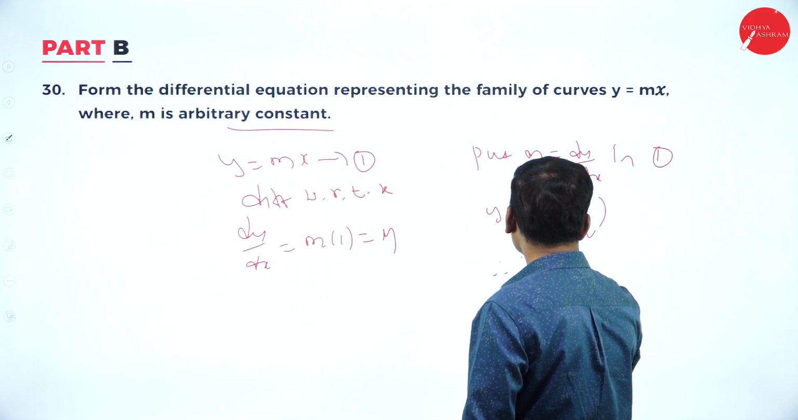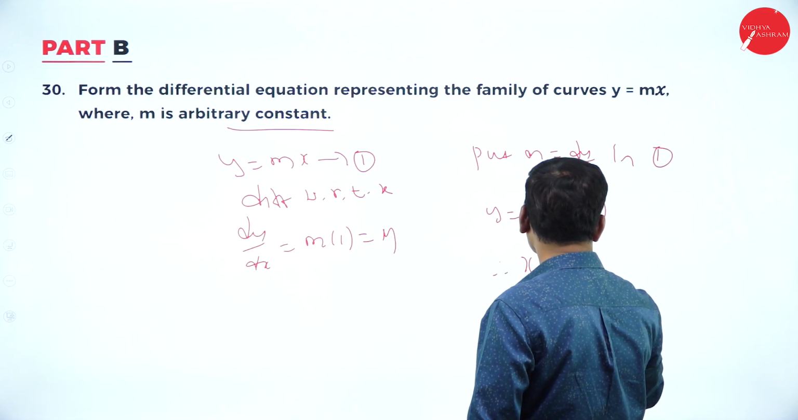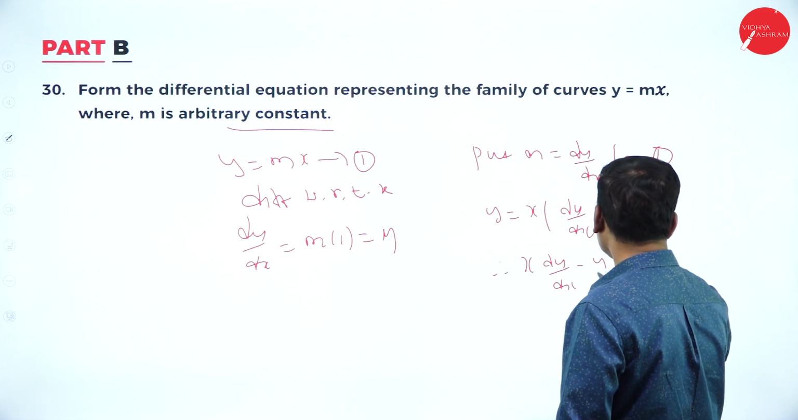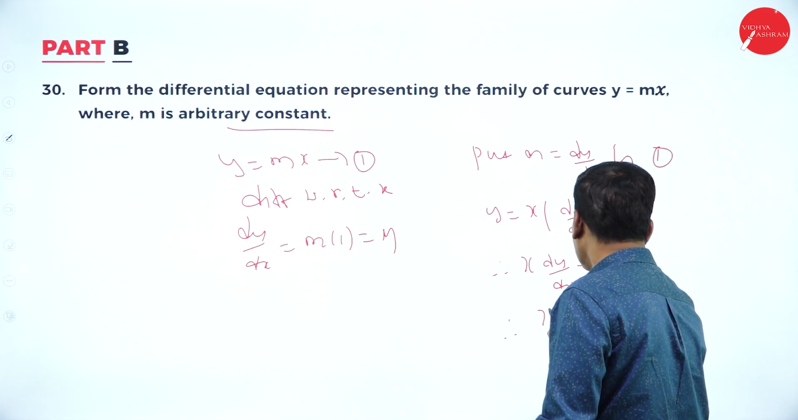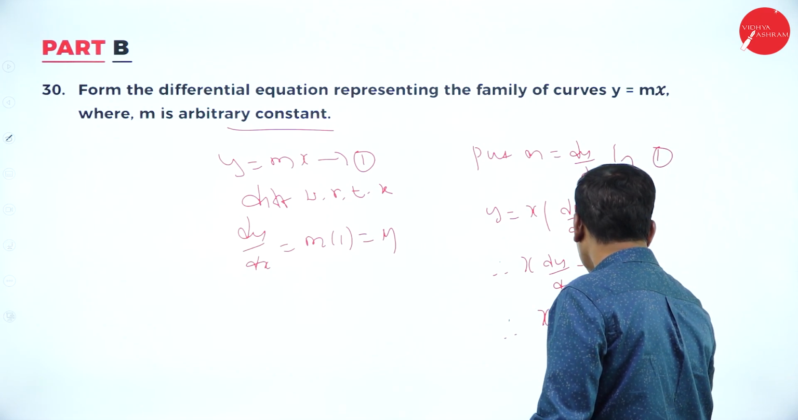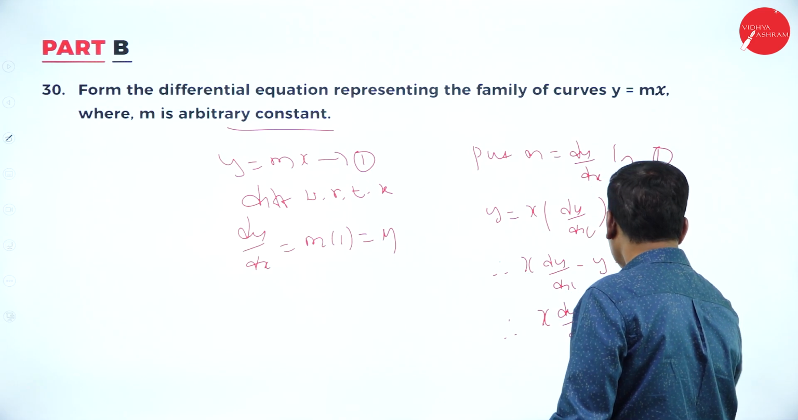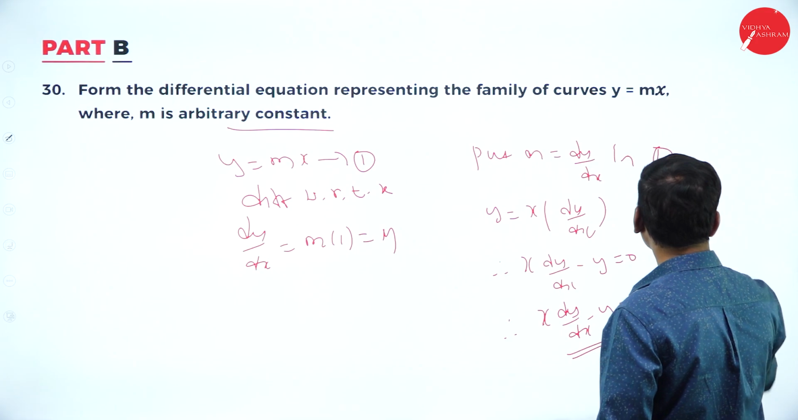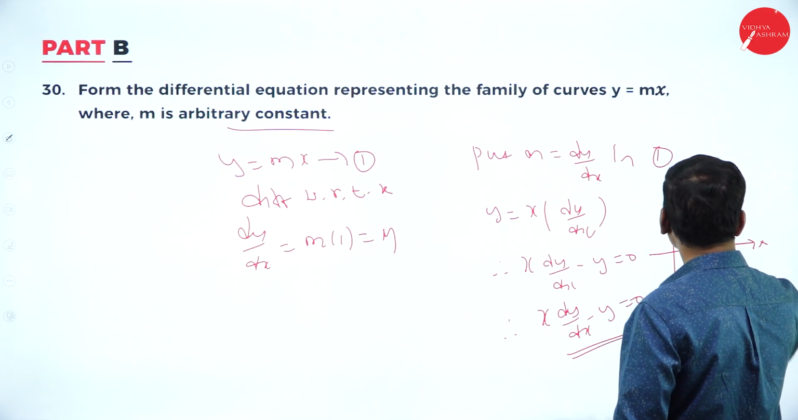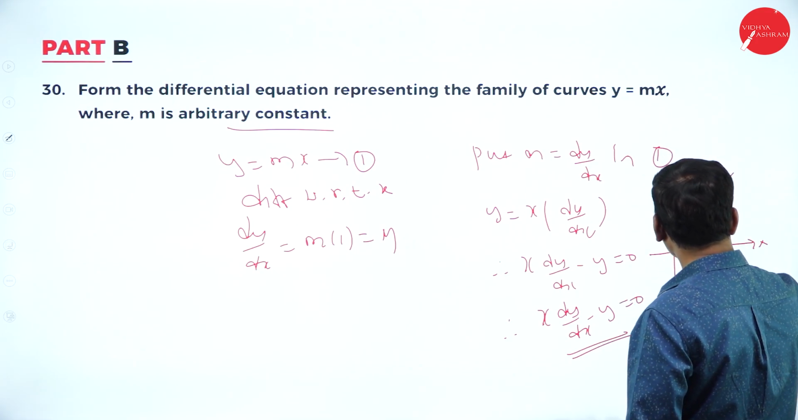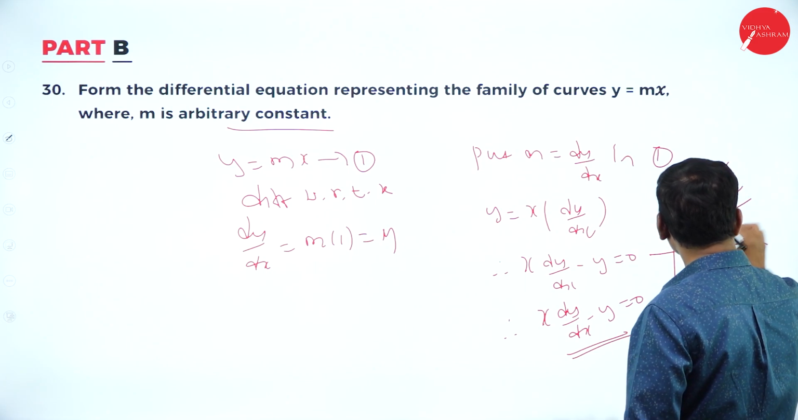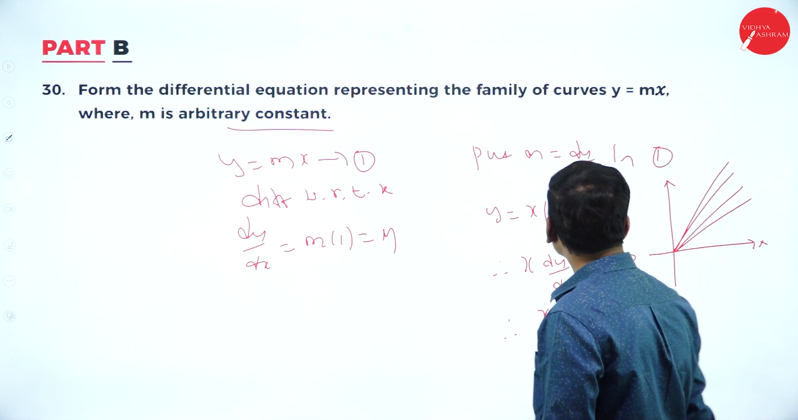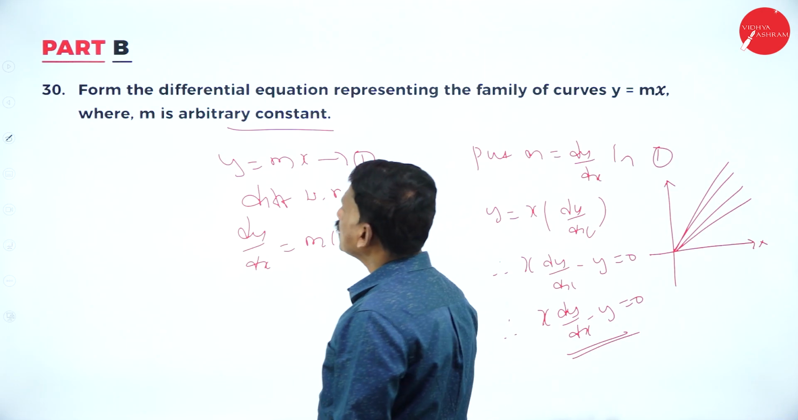So therefore the required differential equation is x dy by dx minus y is equal to 0. So x into dy by dx minus y is equal to 0 is the required differential equation. The family of lines is nothing but the lines which are passing through the origin. That's it. Okay. Now move on to the next problem.